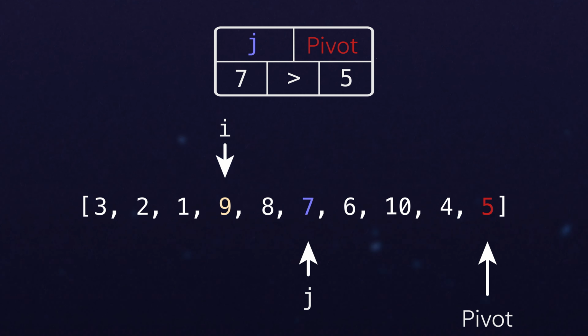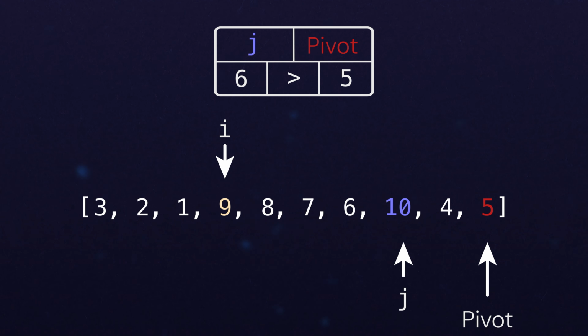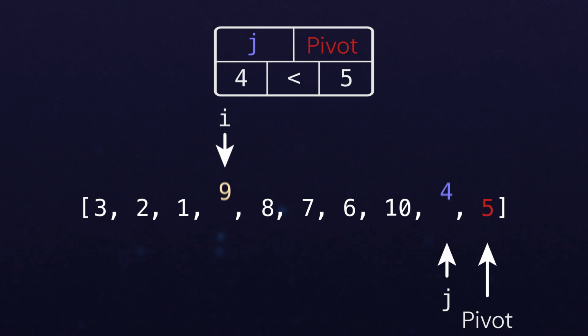7 is greater than 5, so no swaps here. 6 is also greater than 5, again, no swaps. 10 is greater than 5, no swapping. 4 is less than 5, one last swap.